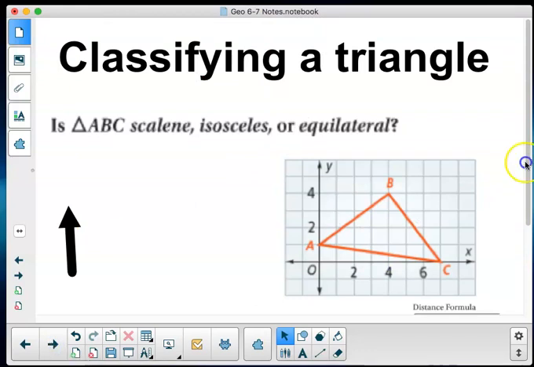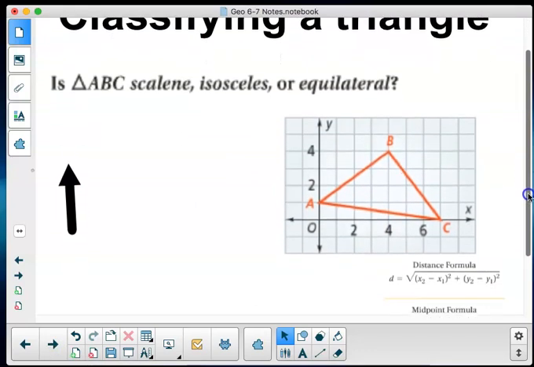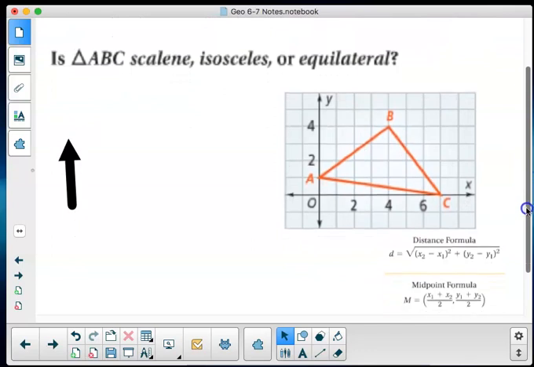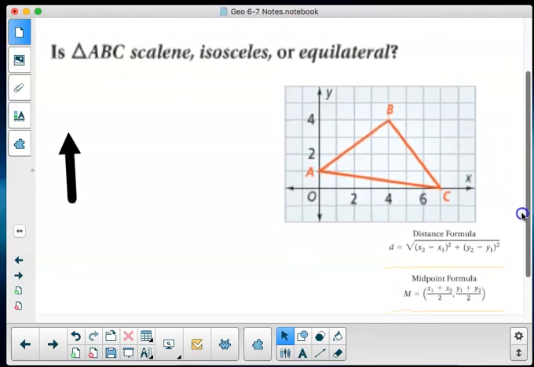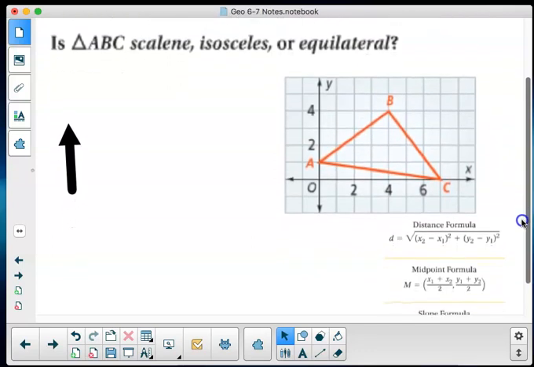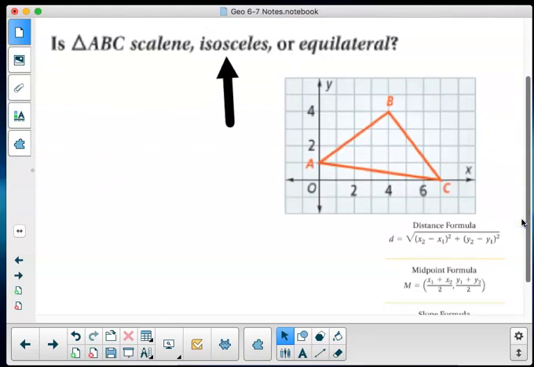Classifying a triangle. Now, we learned about classifications in chapter 5, and we're wondering, is ABC scalene, isosceles, or equilateral? Keep in mind, scalene, none of the sides are the same. Isosceles, two of the sides are the same. Equilateral, all the sides are the same.